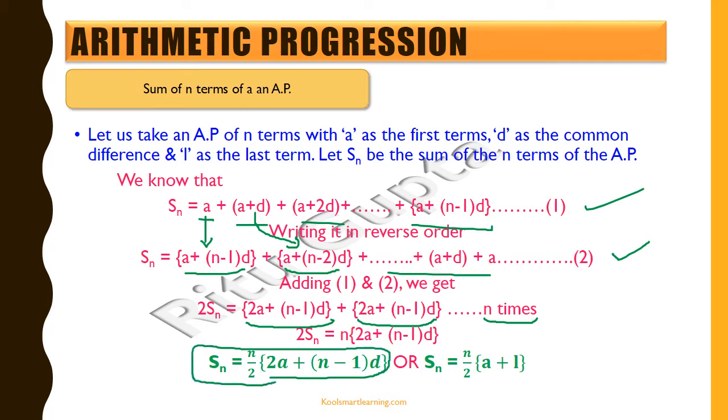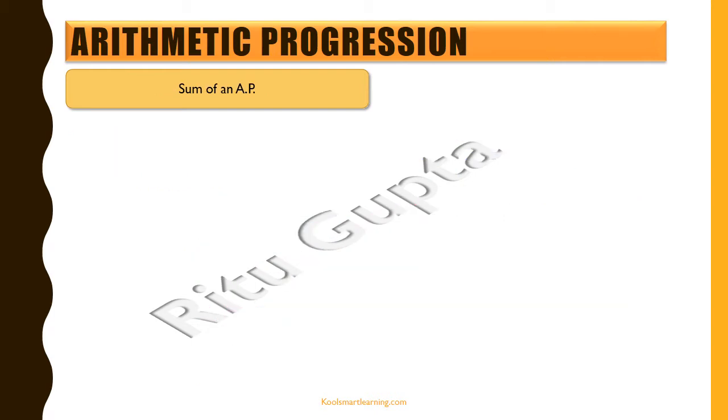Now we know that a plus (n minus 1)d is nothing but l, which is the last term. So it can also be written as n by 2 into the sum of the first and the last term of the AP. That gives us the sum of n terms of the AP.